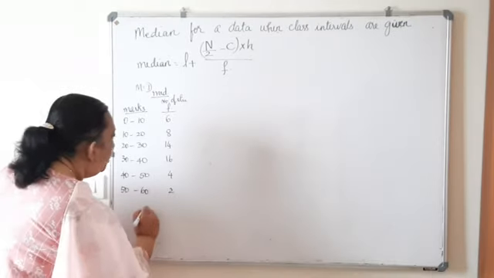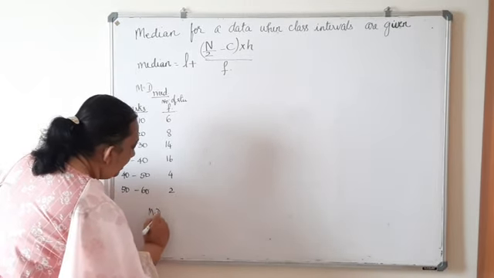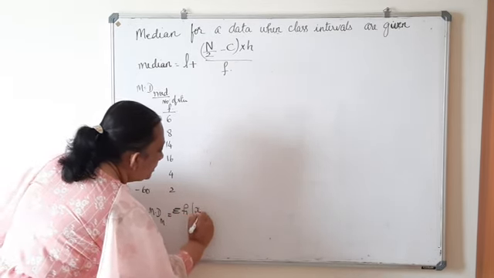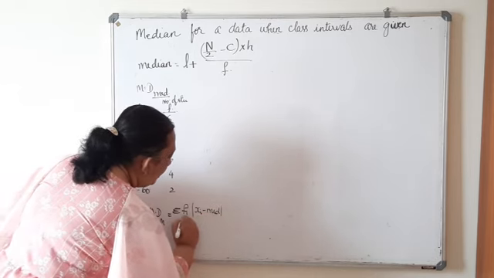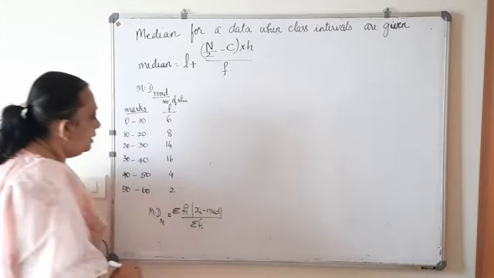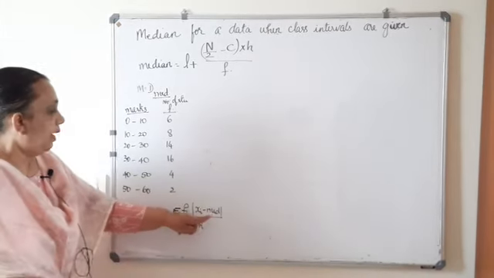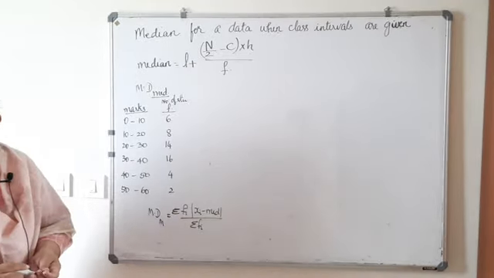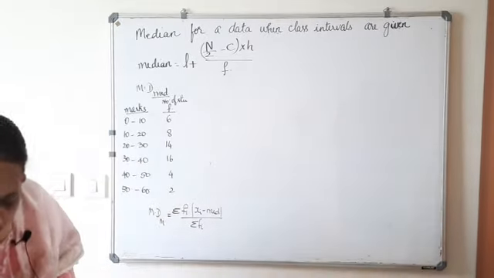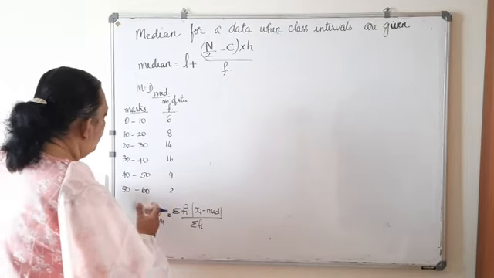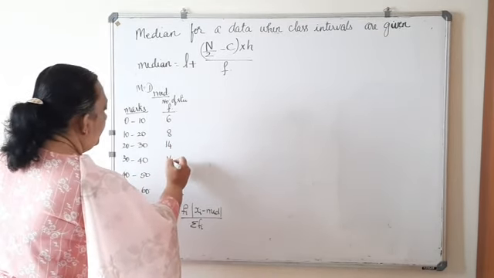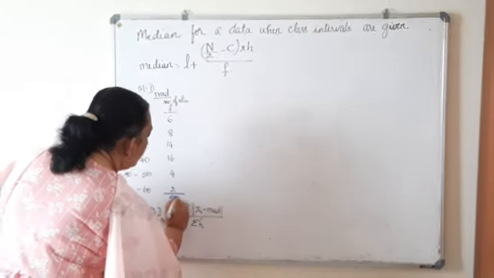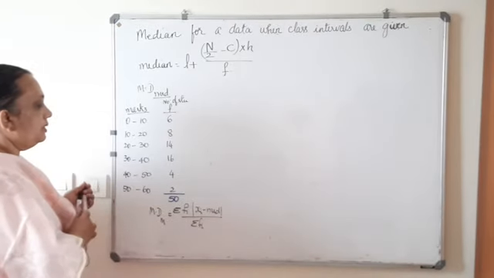What is mean deviation about median? Mean deviation about median is equal to sigma fi into modulus of xi minus median, divided by sigma fi. So here, first you have to find out the median. For that, the data values are given. Now, let us find the sum of the frequencies: 6 plus 8 is 14, 14 plus 14 is 28, 28 plus 16 is 44, 44 plus 4 is 48, and 2 makes 50. Sum of frequencies is equal to 50.